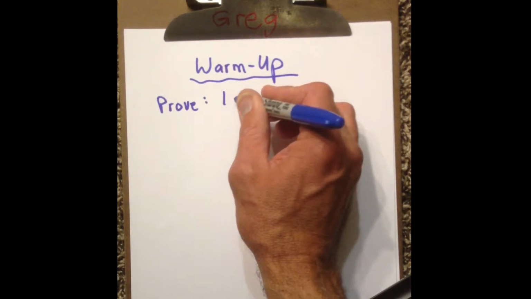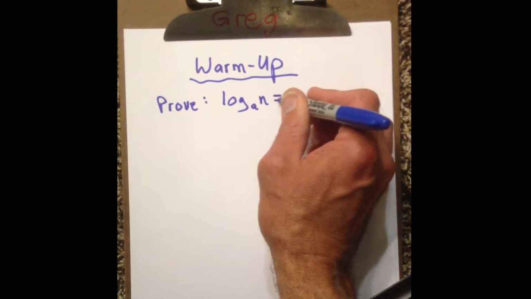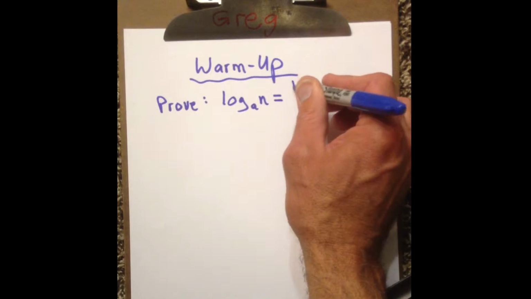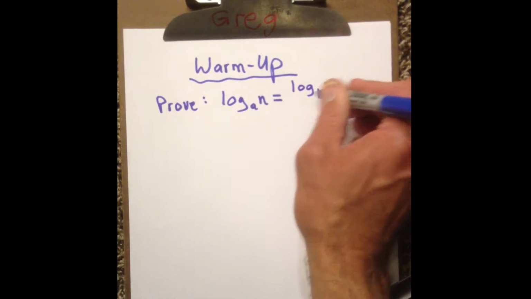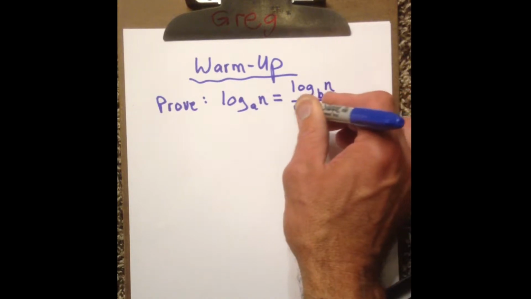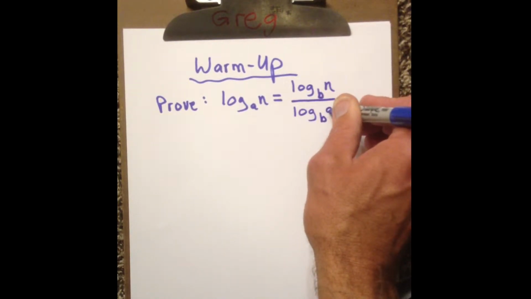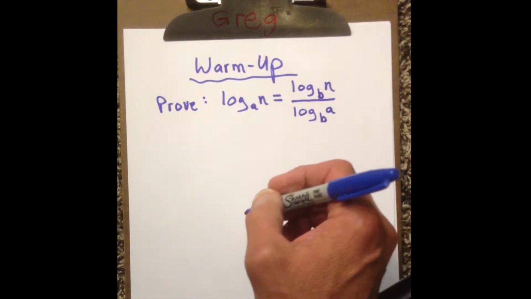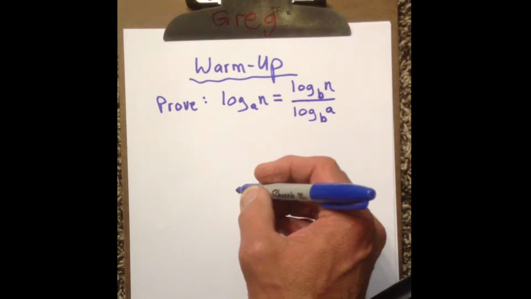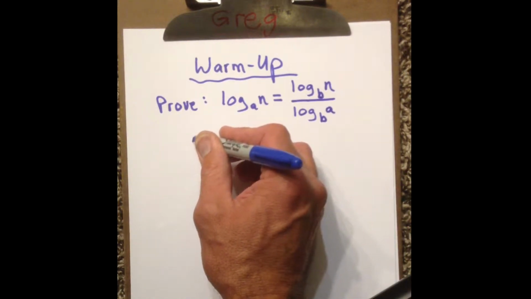So I want you to prove that the log base a of n is equivalent to the log base b of n all over log base b of a. So that's a formula or a technique that is allowing you to change from base a to base b. Let's make a note of that down below.